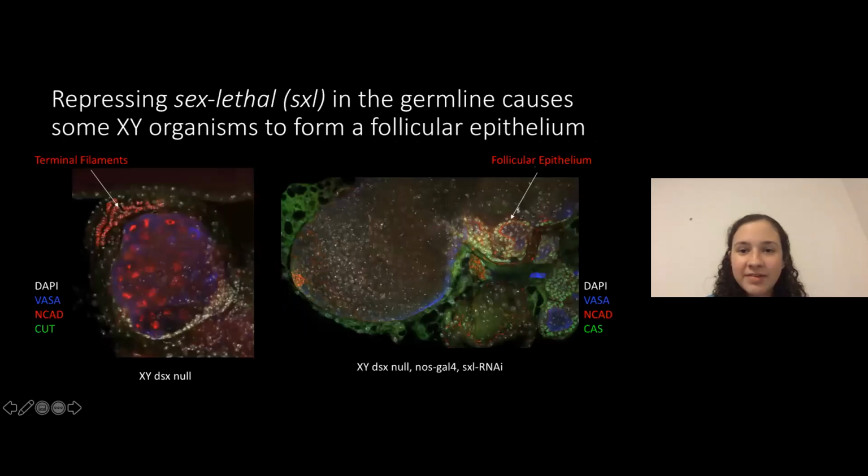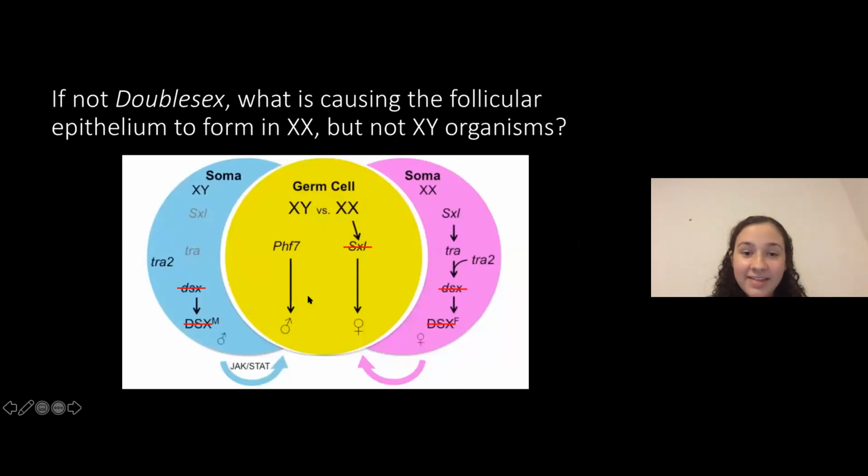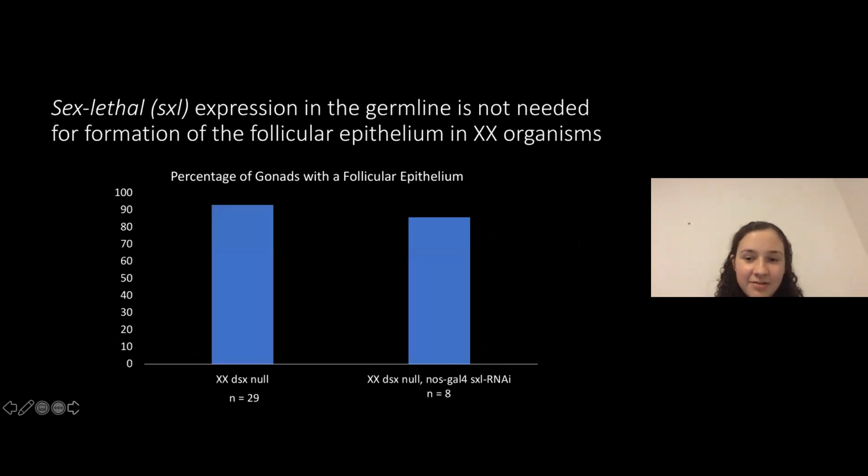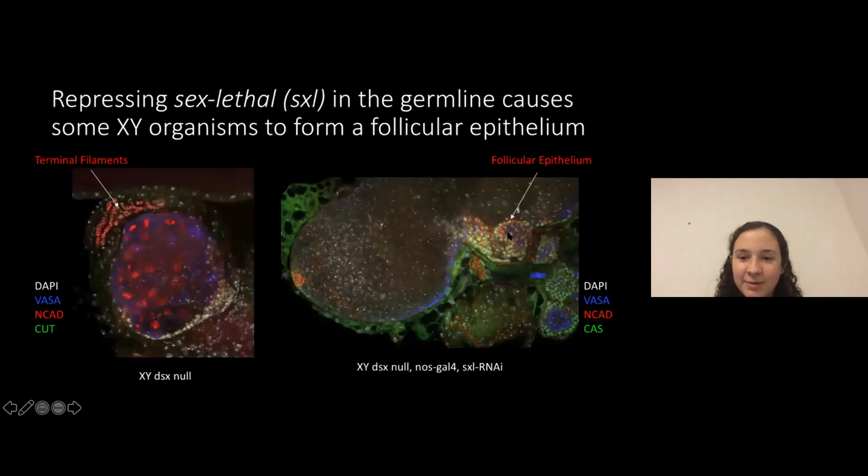Repressing sex lethal in the germline causes some XY organisms to form a follicular epithelium. And this is something that I didn't really expect. It doesn't really make sense given the way that we think the sex determination pathway works. As you can see, we did not think that sex lethal had anything to do with the way that males develop in the germline. So it's kind of interesting that in some of my experiments, as soon as you knocked out sex lethal in the germline, males started to form a follicular epithelium.